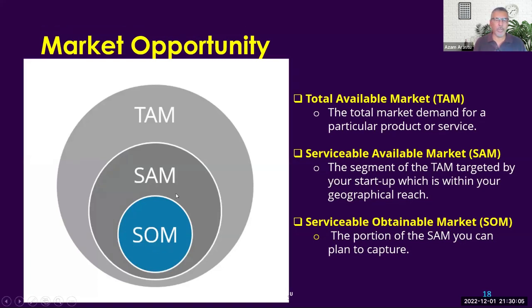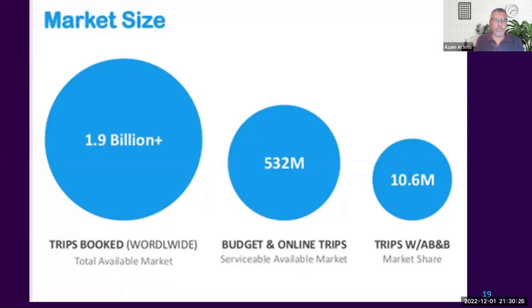There are different terms for these. Basically, it shows how big the overall market is. This is how much you can service out of that. And right now, we're addressing this little part. So it just shows that there's plenty of growth and plenty of market opportunity. And you've got to define these three items in your presentation. And an example of that is this.